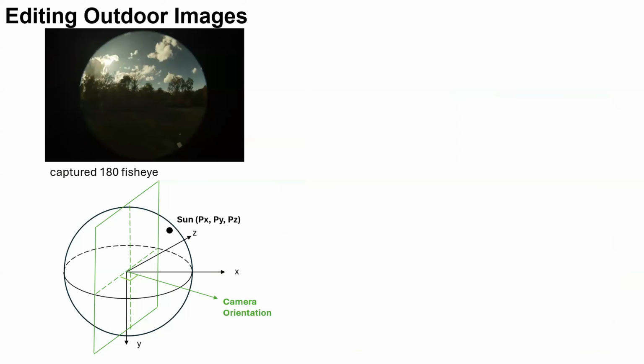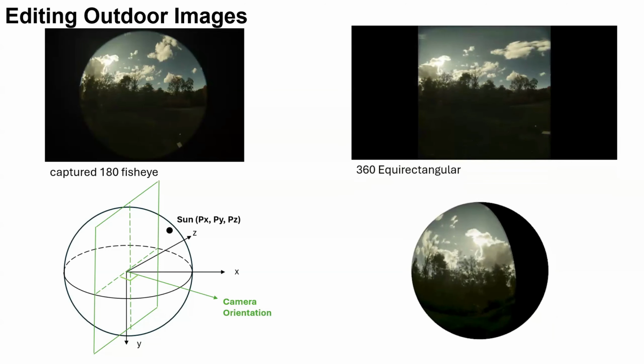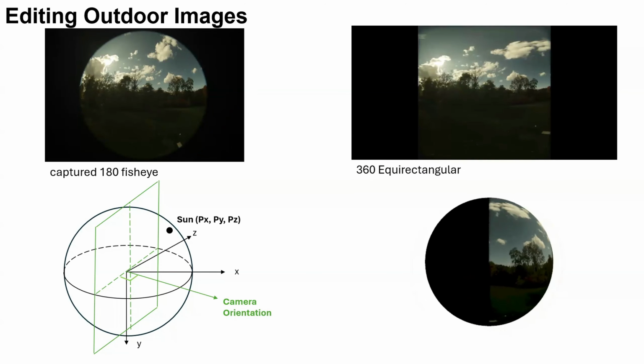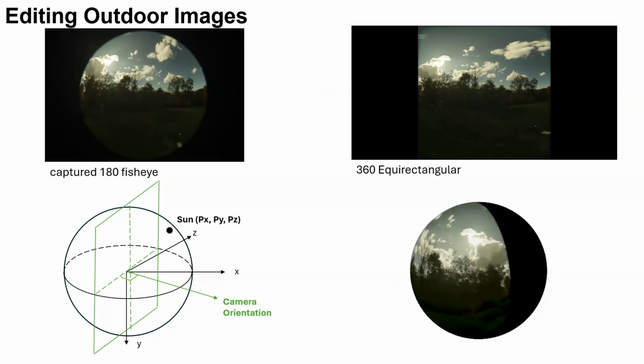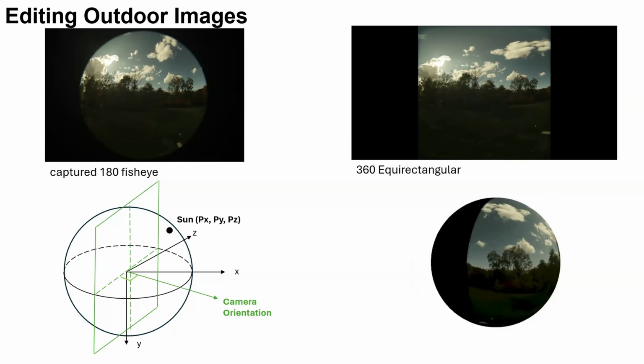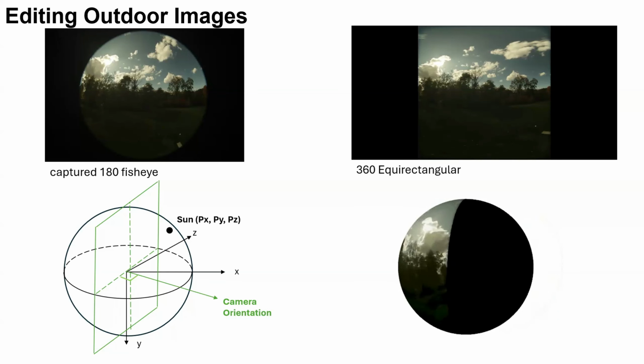Okay, now I have presented how to edit indoor images. We also edited outdoor images. So we captured the outdoor 180-degree fisheye, and to find where the sun is using camera orientation, we can somehow locate where the sun is. First, we convert a 180-degree fisheye into equirectangular representation. Then this image can be used as an environment map for rendering.